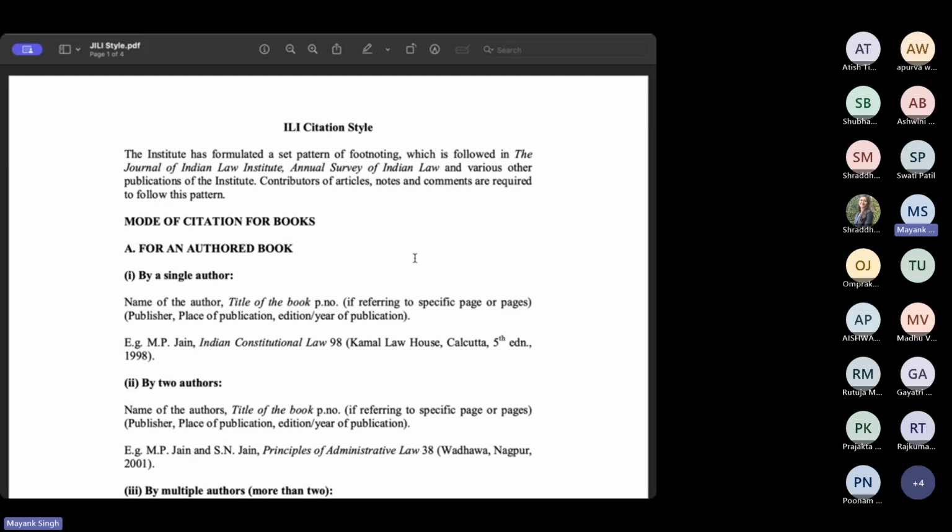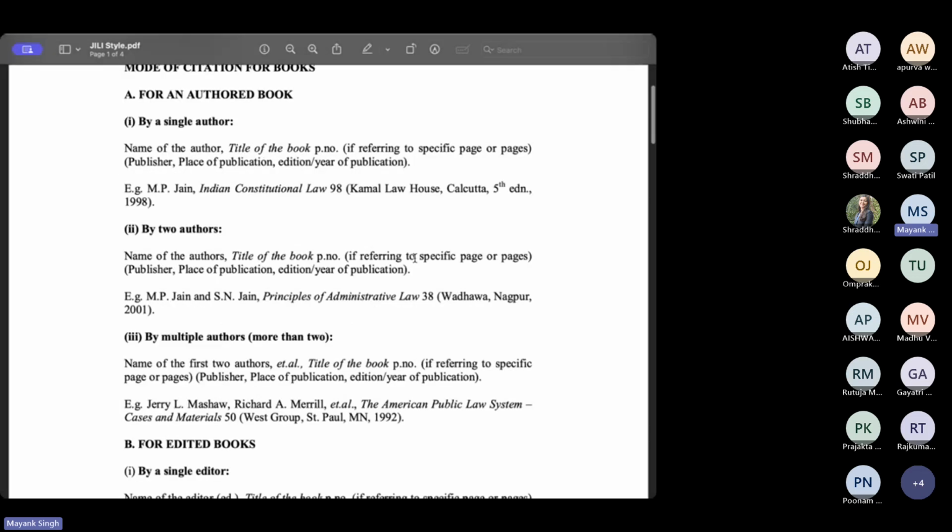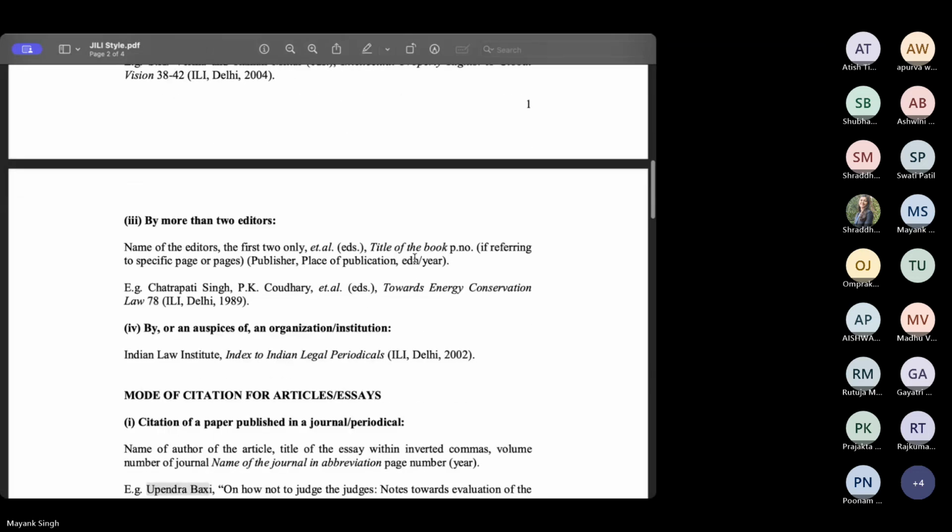You will get this PDF. This is easily available, or you can download it from the ILI website. It is freely available. You can download it and take it.